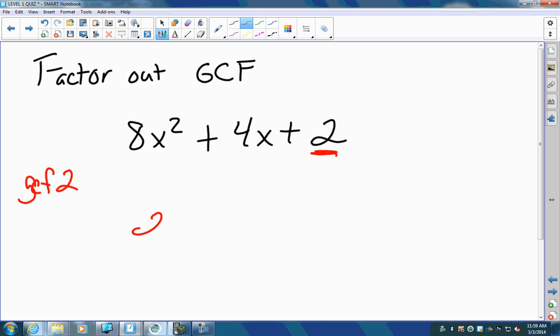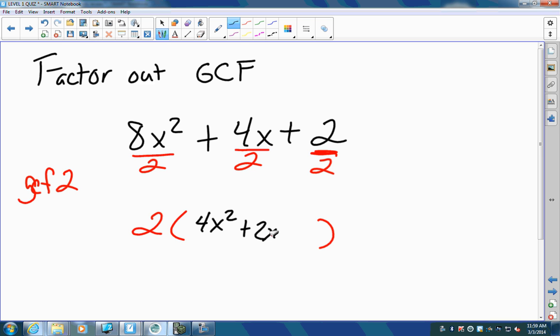So I'm going to pull out the GCF and write what is left. So that means I divide everything by 2. Well, 8 divided by 2 is 4x squared. 4 divided by 2 plus 2x. 2 divided by 2 is 1 plus 1. When I say just factor out the GCF, this is what it's asking you to do.